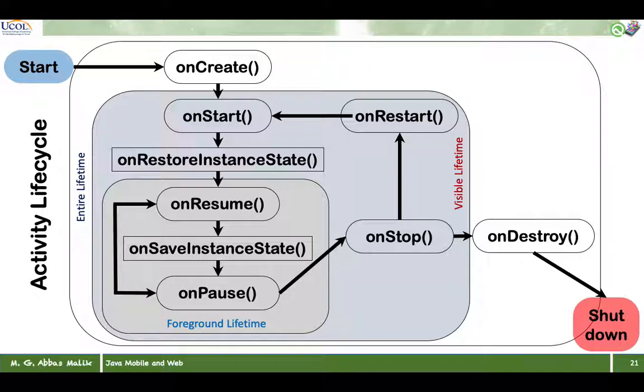And then the same cycle keeps going whenever the activity is disappearing from the screen and appearing back on the screen. And whenever we completely destroy that object, the onDestroy method is executed only one time.